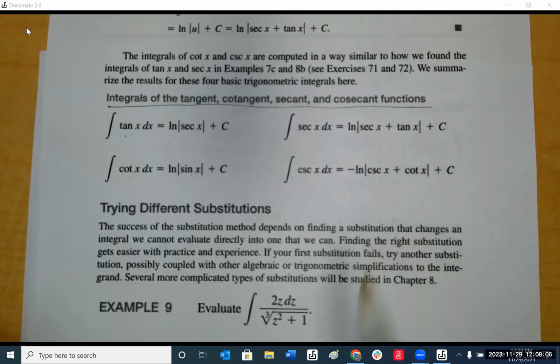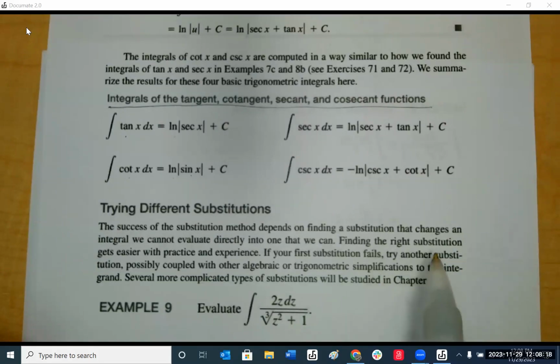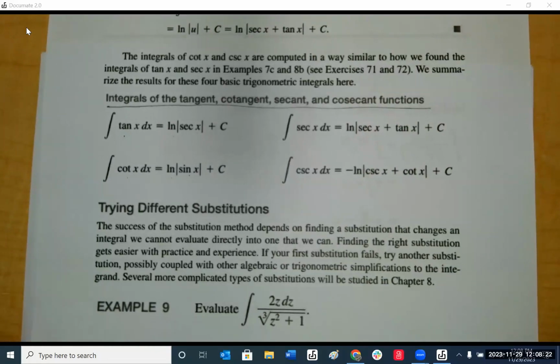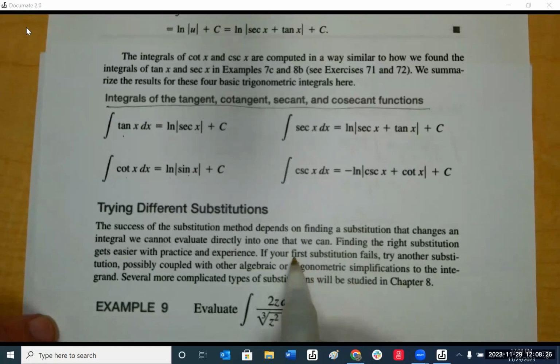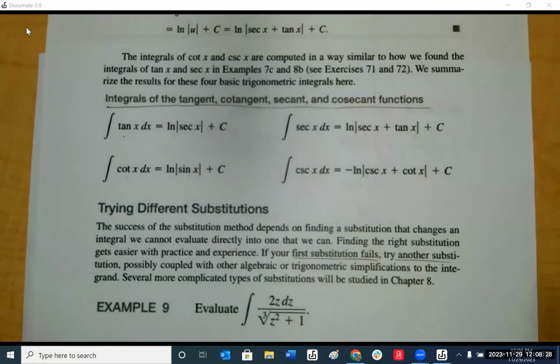Yeah. Okay. Trying different substitutions. The success of substitution depends on finding a substitution that changes the integral that can't be directly solved. Finding the right substitution, as we just figured out, gets a lot easier with practice. If the first try fails, try another one. They always say that. So let's look at example 9.